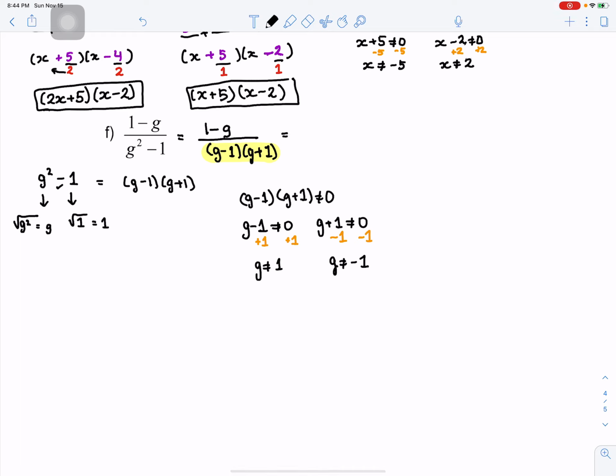Now, when I look at this, I'm like, oh, this is weird. Nothing cancels. But basically, when you look at it, g minus 1 and 1 minus g are almost the same thing. So what I'm going to try to do is factor out a negative 1 out of the top. So 1 divided by negative 1 is negative 1. Minus g divided by negative 1 is plus g. And you're going to notice that those terms are pretty much reversed from the g minus 1 terms in its original form. So this is a positive g, this was a negative g. This is a negative 1, this one is a positive 1.